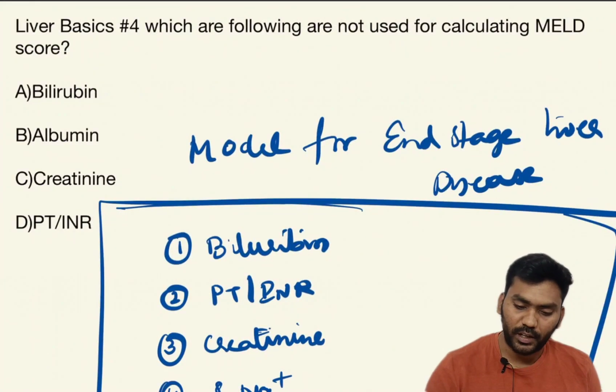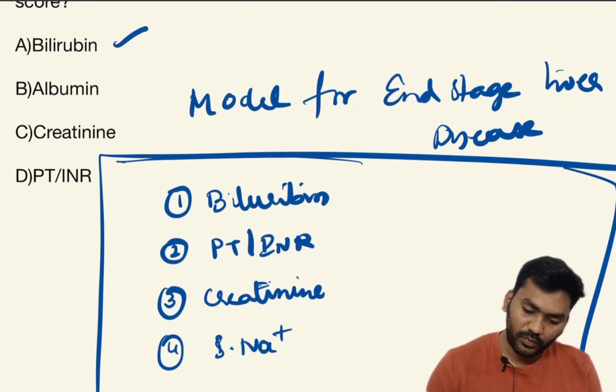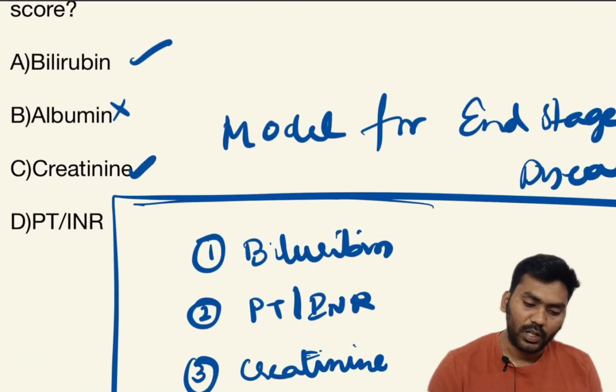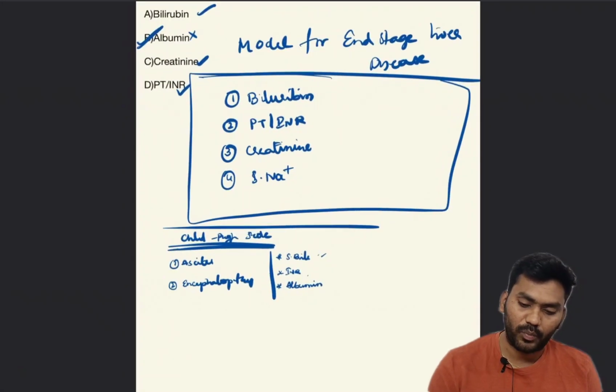Coming to the question here, which of the following is not used for calculating the MELD score? So bilirubin we already discussed. Albumin, no, we use this only in the Child-Pugh score. Creatinine we use, PT-INR we use. So the answer for this question will be albumin.